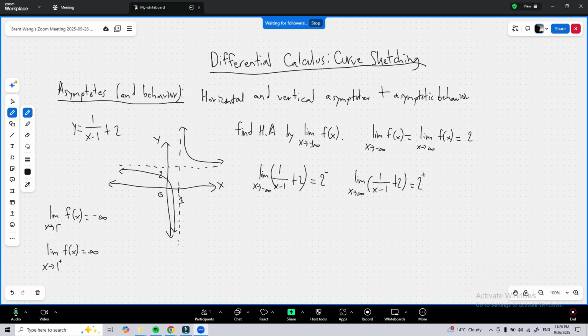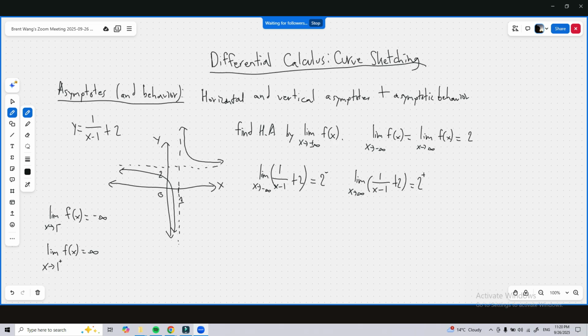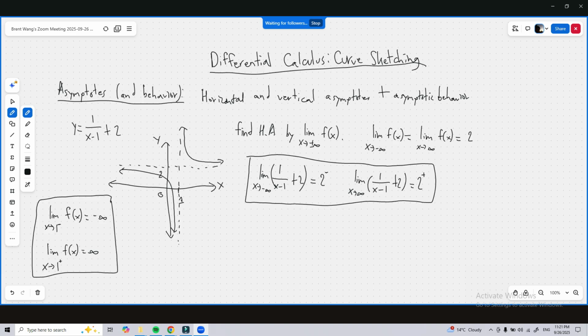So for your curve sketching, look at functions and find the horizontal and vertical asymptotes. For vertical asymptotes, find out what x cannot equal, and then look at the one-sided limits like we did here, and see if the function approaches infinity or negative infinity. For horizontal asymptotes, find where the function goes to infinity or negative infinity, and see if it's slightly above or below the horizontal asymptote or asymptotes.